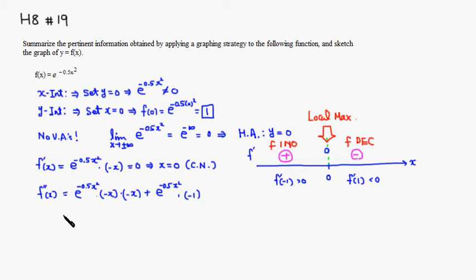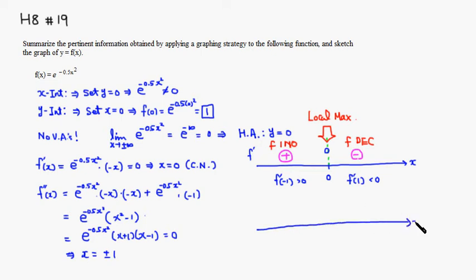If you clean this up, you have e to the negative 0.5 x squared, factor it out. Negative x times negative x is x squared, and a -1. So we can factor this out: e to the negative 0.5 x squared, and x squared minus 1 can be factored as x plus 1 times quantity x minus 1. Set that equal to 0 to get x equals positive or negative 1. So we can put tick marks at the -1 and also +1. Then we look at the sign of the second derivative.